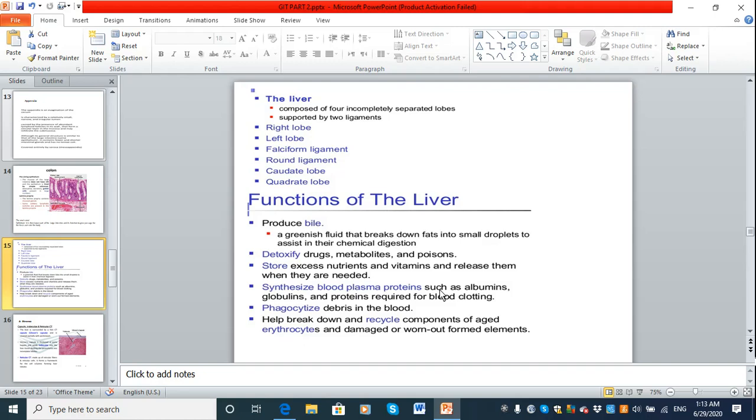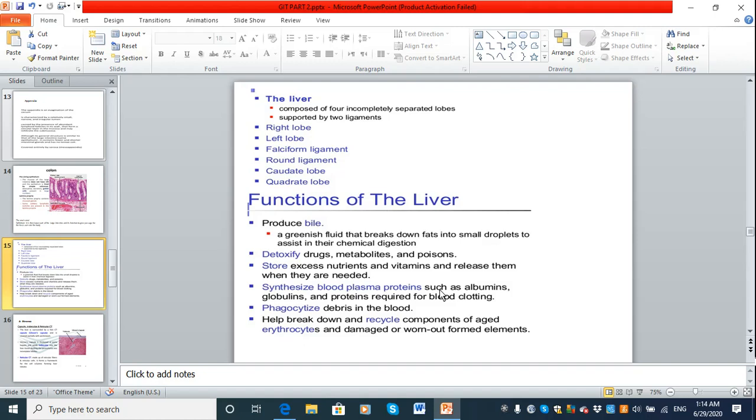The second function is to detoxify, for example drugs, metabolites, and poisons. Poisons are something like toxins. It also has a storage function for excess nutrients and vitamins, and it is ready to give them to the body when needed. It synthesizes blood plasma proteins such as albumin, globulin, and proteins required for the clotting process of the blood.